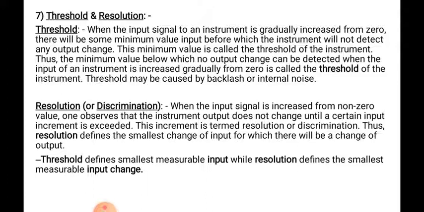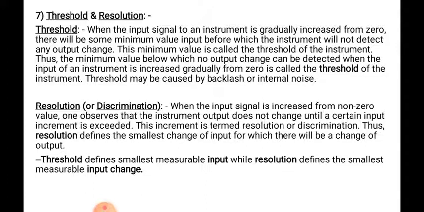Another definition is there: the minimum value below which no output change can be detected when the input of an instrument is increased gradually from 0 is called the threshold of the instrument. Okay, means for a minimum value above 0, the instrument will not show any reading, or the pointer will not show any kind of deflection. As we increase from that minimum value to a higher value, the pointer will just start to show the deflection in the instrument, and that minimum value above which the instrument will give some output is nothing but the threshold of that instrument.